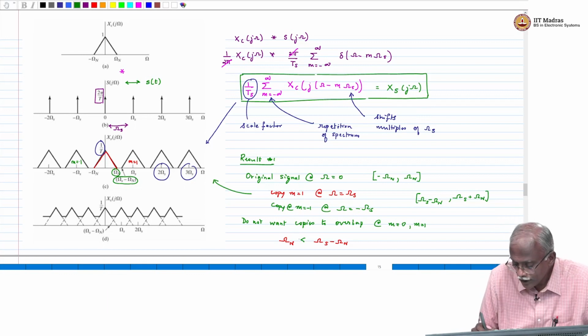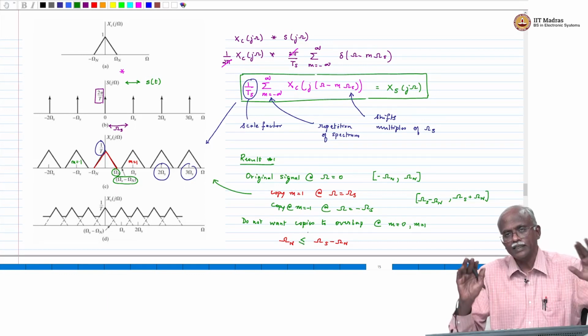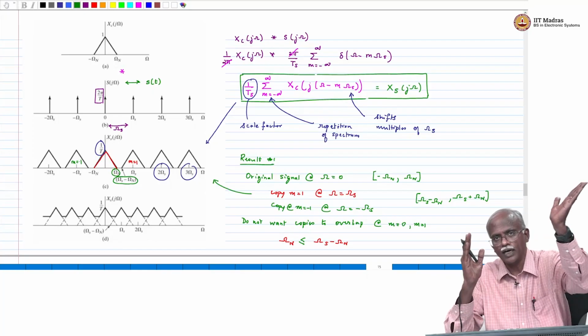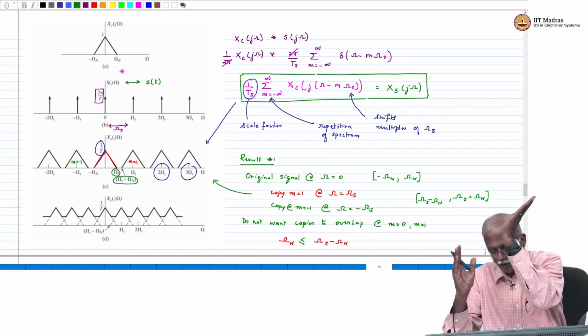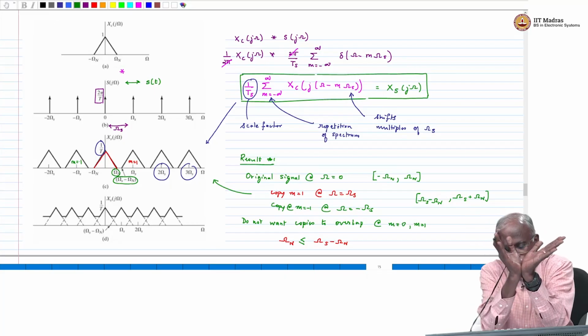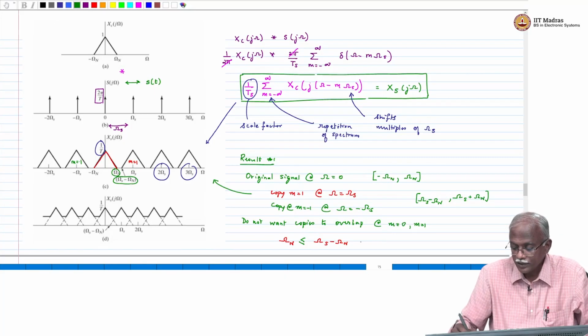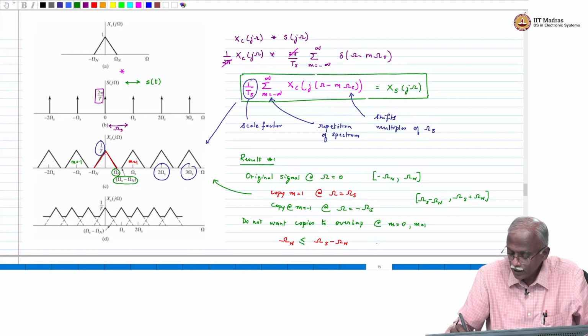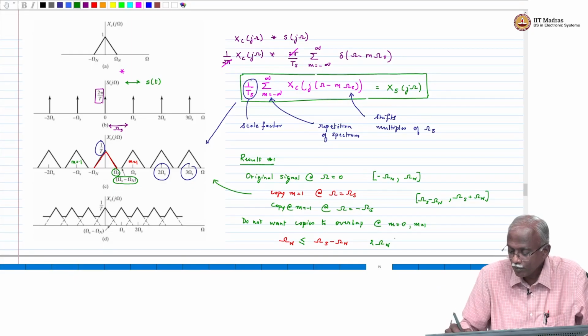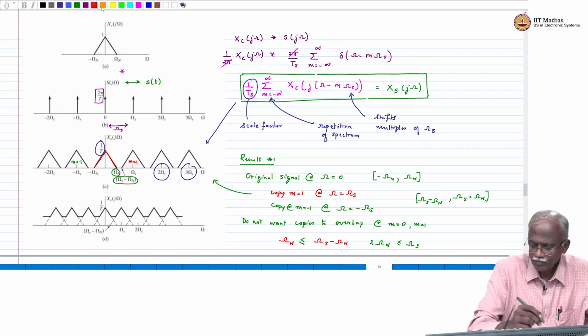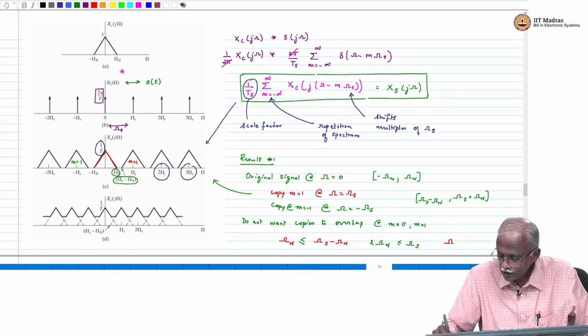You can even allow the equal sign. They can touch each other: the highest frequency component of the m equal to 0 copy and the lowest frequency component of m equal to 1 can touch each other. This is the condition. So, what does this tell us? 2 times omega n, if you bring omega n to this side, must be less than or equal to omega s. Or in other words, omega s greater than or equal to 2 times omega n.